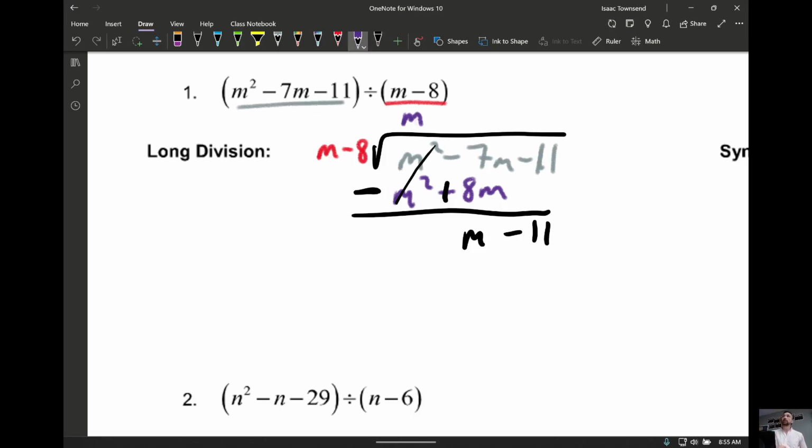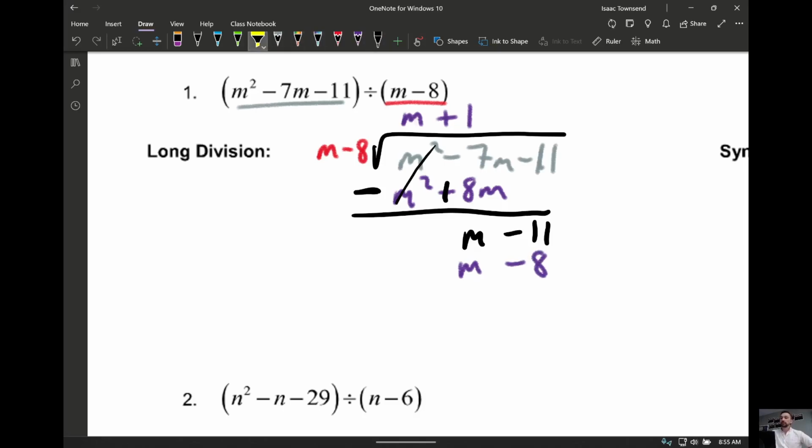So those are really the only long division steps. Just now we start them over. Next part of my answer needs to be the thing times m that gives me m. So that would be 1, because 1 times m is m. But also 1 times -8 is -8.